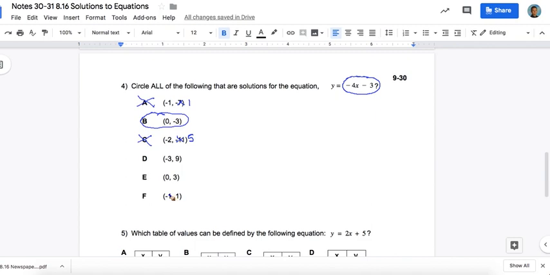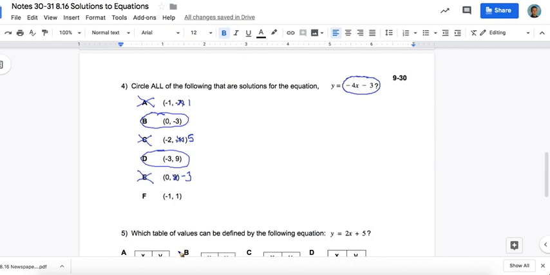Letter D. Negative 4 times negative 3 is 12. And don't forget to subtract 3. 12 minus 3 is 9. So that is a solution. The next one is negative 4 times 0 is 0. And 0 minus 3 is negative 3, not positive 3. So this is not a solution.